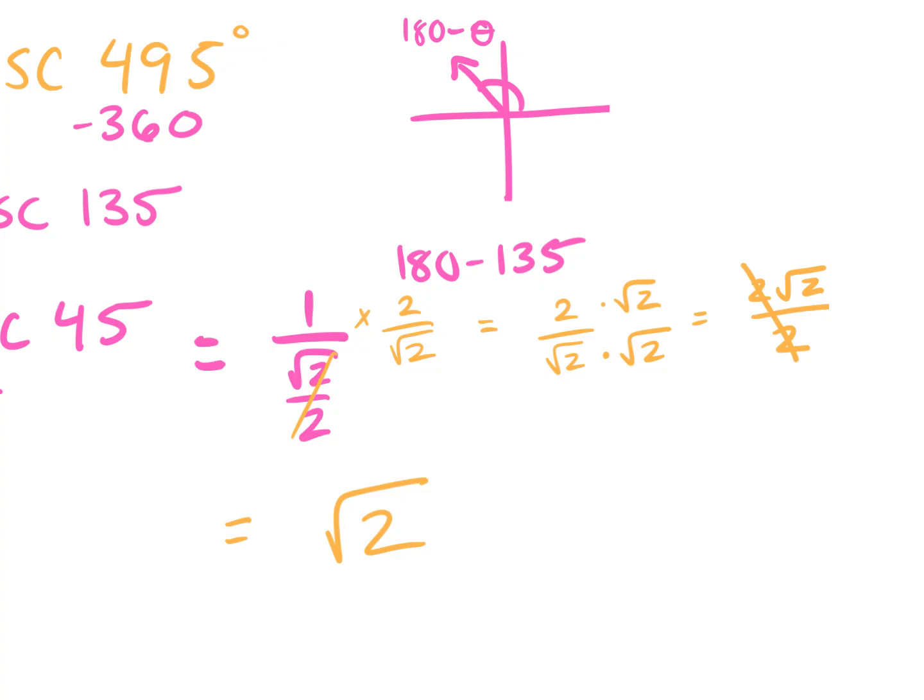Now we need to figure out, is this positive or negative in the second quadrant? We have all students take calculus. Sine and its reciprocal are positive in the second quadrant. So what would cosecant be? Positive. So square root 2 is positive.